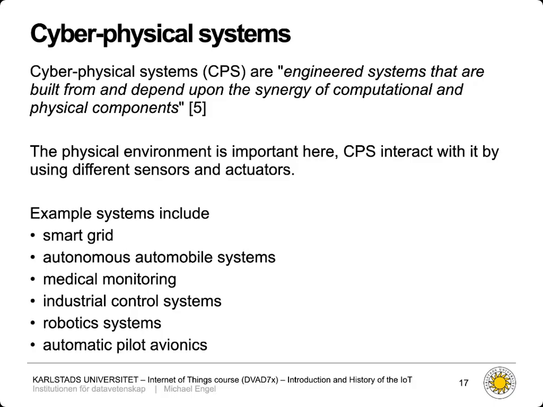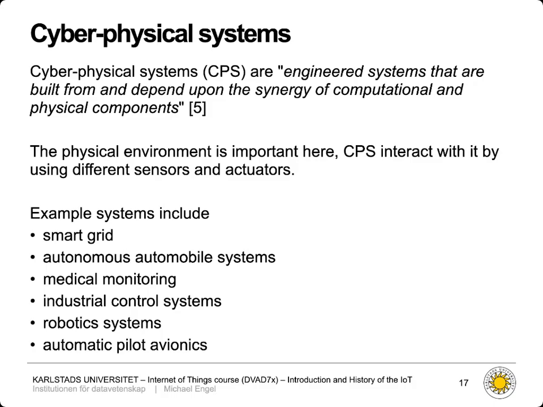And CPS not only sense the environment, but they interact with the environment, so they can move around, or they have some actuators like a robot arm with which they can move things around and so on. So very many of these things are cyber-physical systems here. So the smart grid is considered cyber-physical systems. Autonomous cars, as we've mentioned, medical systems like medical device implants, like insulin pumps, industrial control systems, all sorts of robots, obviously, automatic pilots for avionics and space applications.